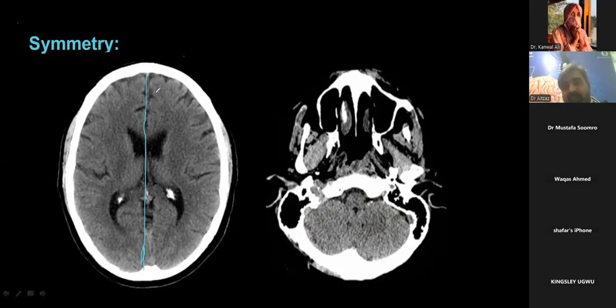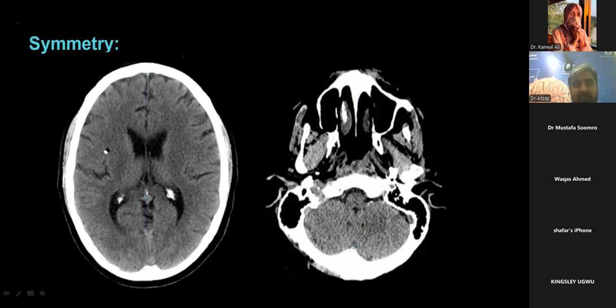One level is the cortex or the basal ganglia level, and second is the posterior fossa. This is the level of the medulla oblongata. So you have to make a vertical line. You can see that both sides are equal. There is no asymmetry on either side. That's why it's called symmetry.